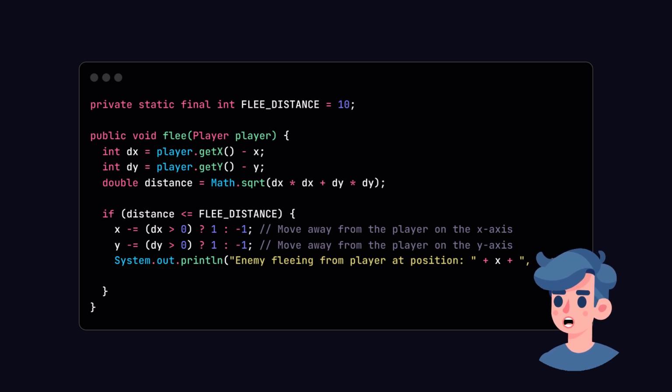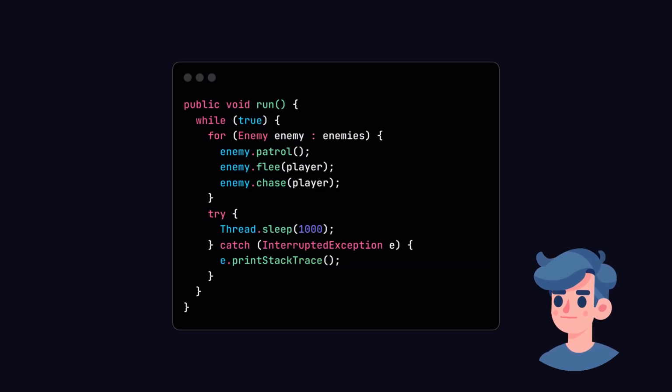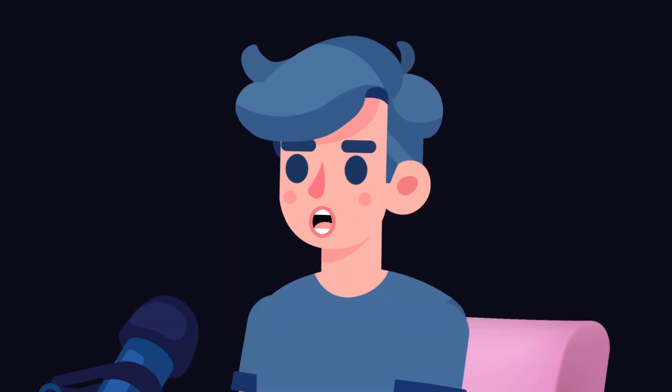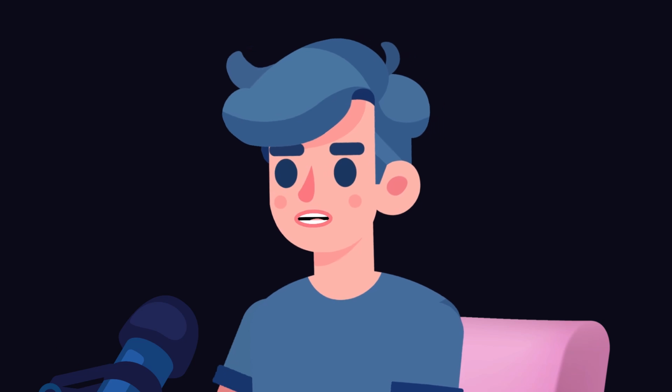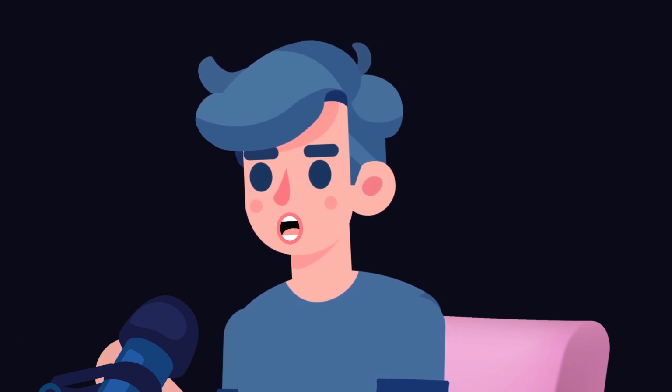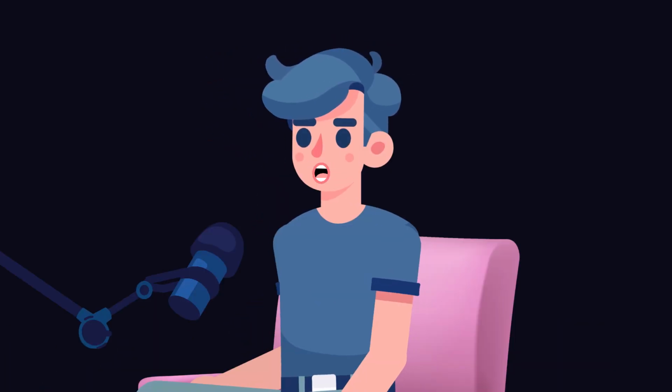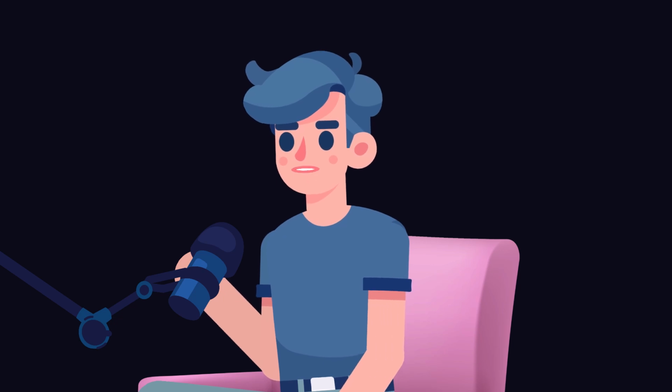Next, we'll implement a fleeing behavior for the enemies, which kicks in once the player gets too close, creating a fear mechanic. In the flee method, if the enemy is within FLEE_DISTANCE, it will move away from the player's current position. Next, let's integrate this into the game loop to create a complete state machine for enemy behavior. Now, our enemies will patrol, flee when too close, and chase when the player moves within a certain distance. This covers basic AI behavior for our enemies, which creates a dynamic game experience.